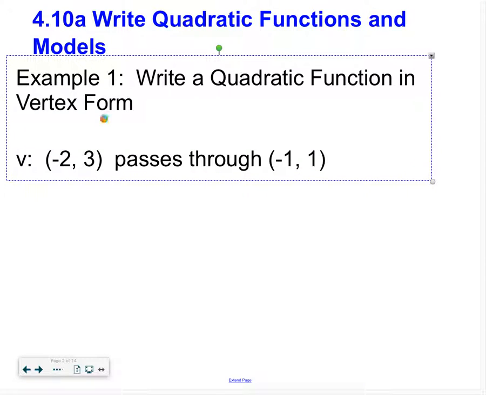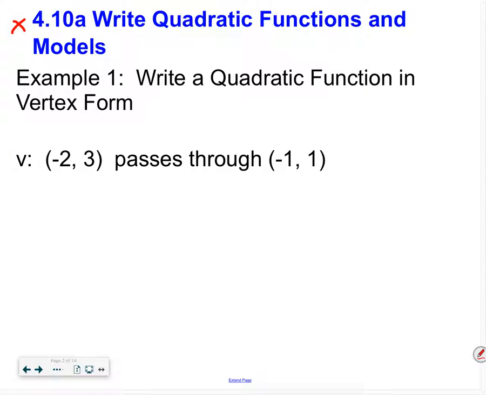4.10, this is going to have some of this stuff on the test, but we should be able to do this. We're kind of thinking of writing equations in reverse now. Before, you were given the equation and had to find the information. Now we're given 2 points, and we have to write the equation.